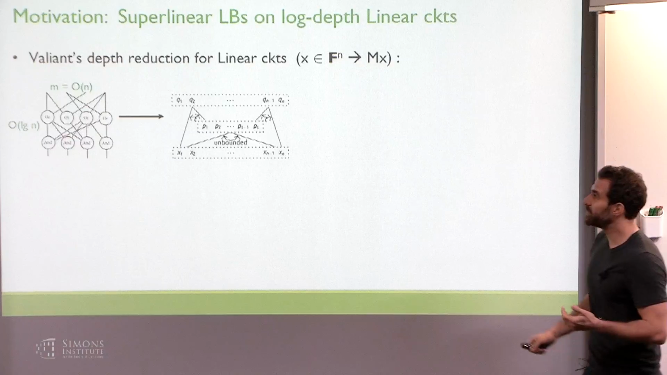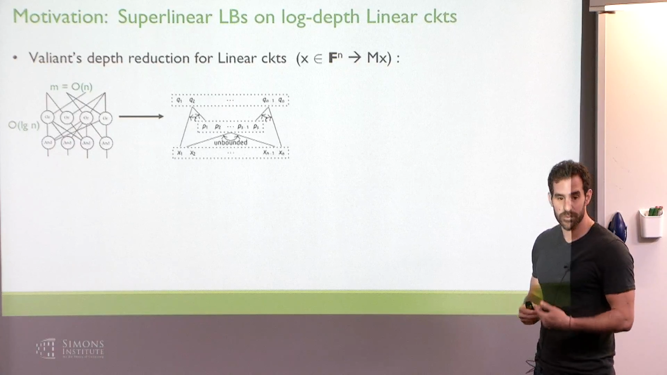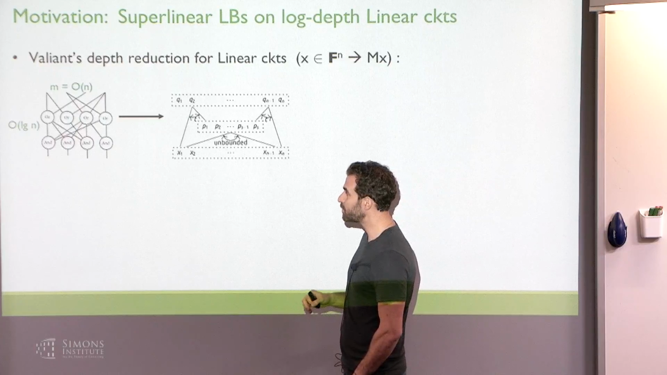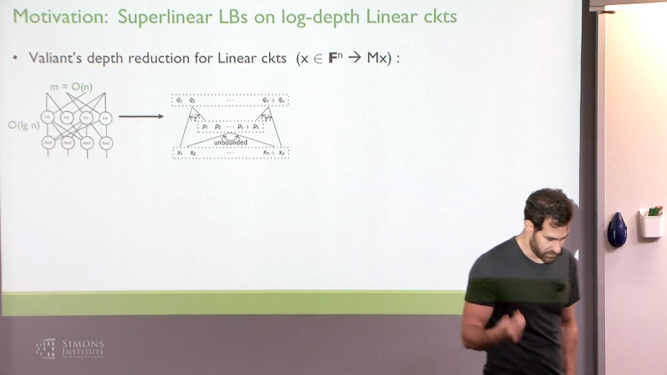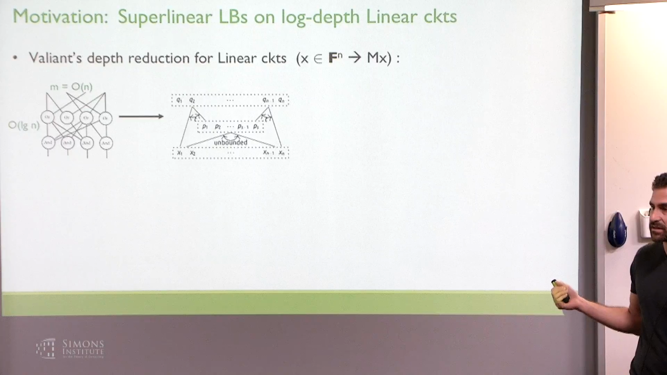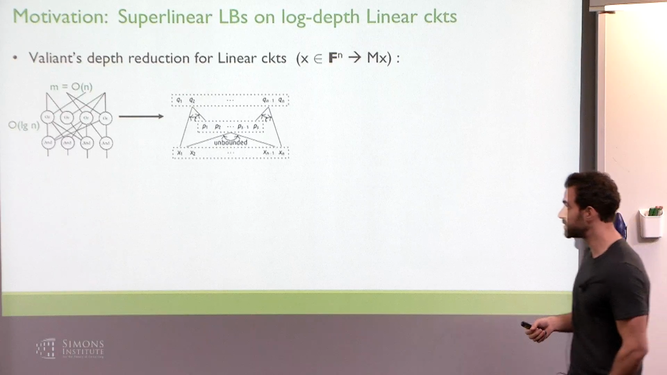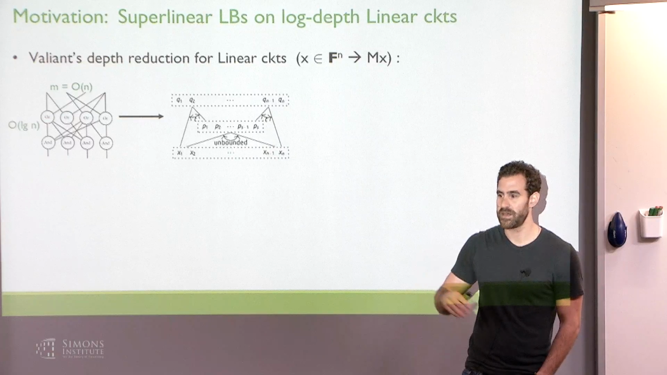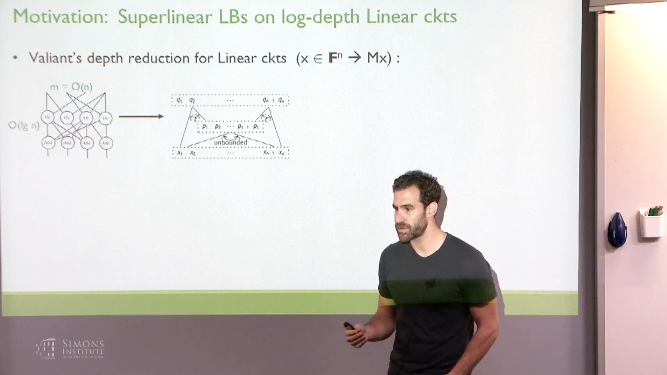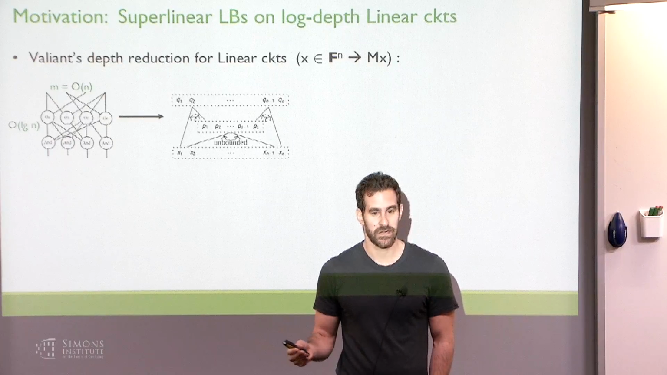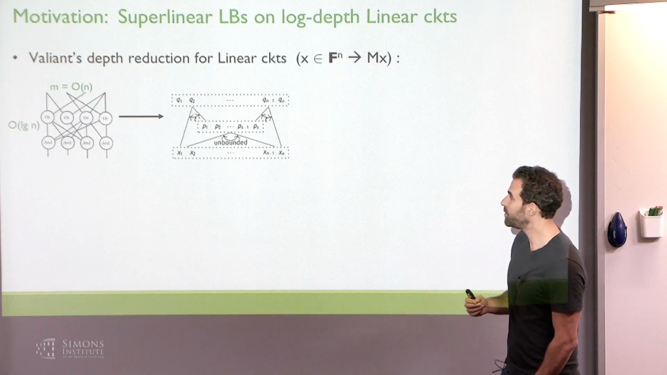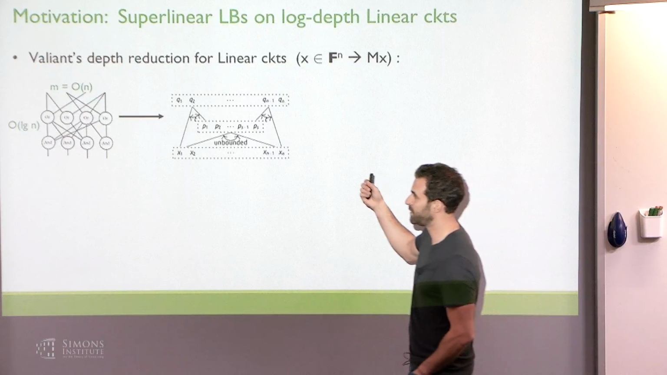The main motivation for studying rigidity is proving superlinear lower bounds on logarithmic depth circuits. And it follows from a really nice reduction proposed by Valiant in 1977. All of our shrinkage-based techniques completely fail for logarithmic depth circuits. We don't know how to handle log depth circuits in any way except this one very nice program developed by Valiant.